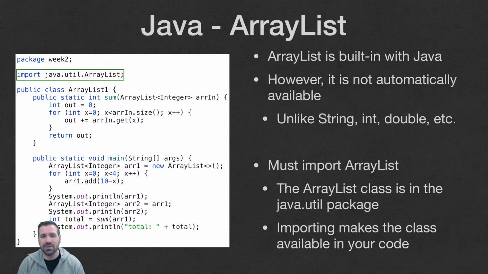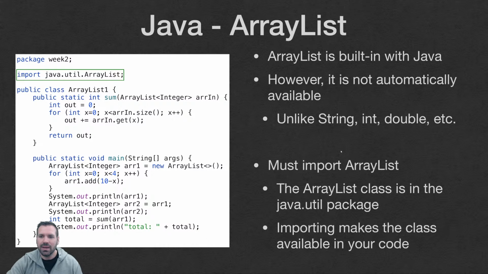So we do have to tell Java, hey, I want to use the ArrayList class from the java.util package. When I import java.util.ArrayList, what this means is I'm importing a class named ArrayList that lives in the java package, inside a subpackage named util. And once I have this import statement, then I can start using the ArrayList class throughout my code.